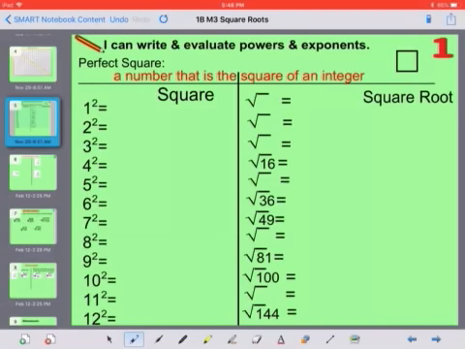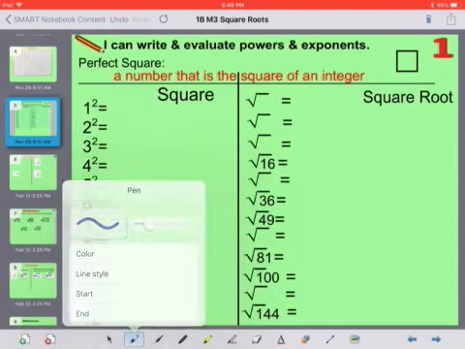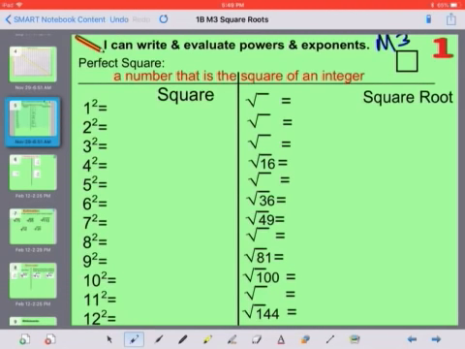Hello, today we are working on our mission 3, which is writing and evaluating powers and exponents. So first, our definition, we're going to look at what is a perfect square. A perfect square is a number that is the square of an integer.